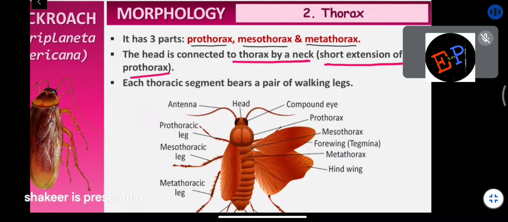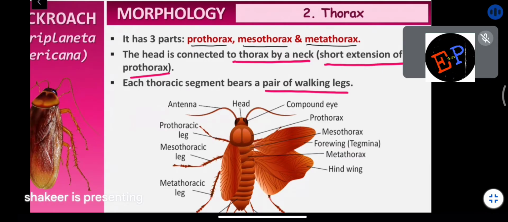So each thoracic segment bears a pair of walking legs. What is the meaning of this? How many thorax segments are present in total? Three. And each thorax segment has a pair of legs. Pair means how many? Two. So 3 twos are 6. So how many legs do cockroaches have in total? They have 6 legs. Are you able to understand?